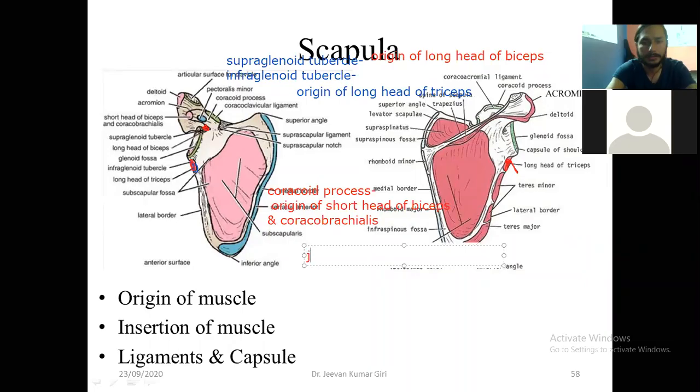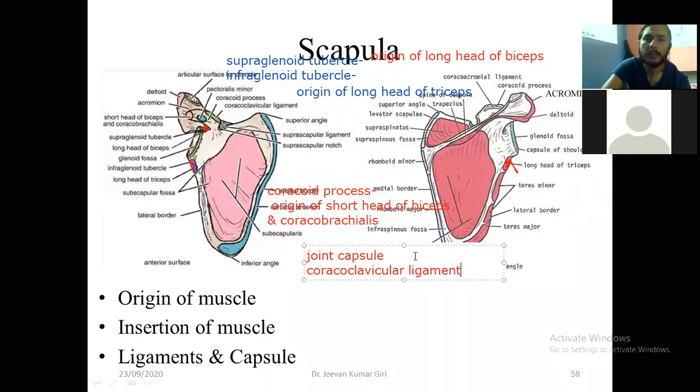So joint capsule along the margin of the glenoid cavity, joint capsule along with the facet on the acromion process. Then the next is the coracoclavicular ligament along the coracoid process. Just you remember this thing.